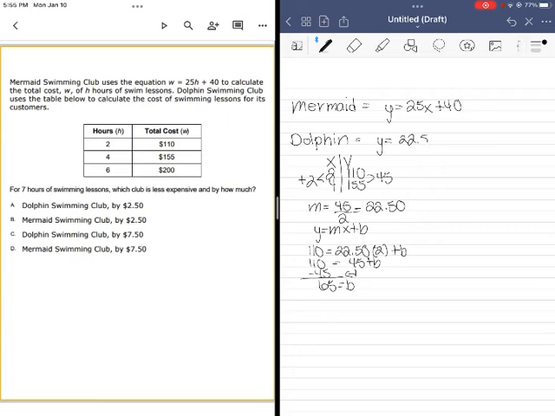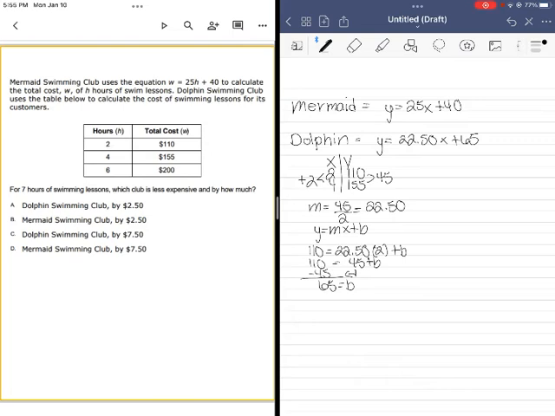So my equation for Dolphin is going to be y equals 22.50x plus 65. Now if we go back and look at the question, it says for 7 hours of swimming lessons. When it says a specific number, we have to go back and plug it into our equations and then see what the differences are.